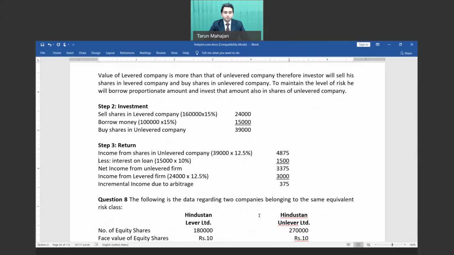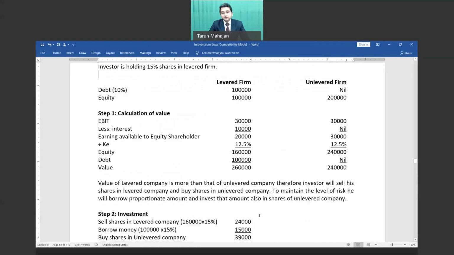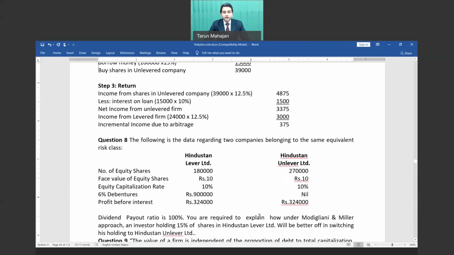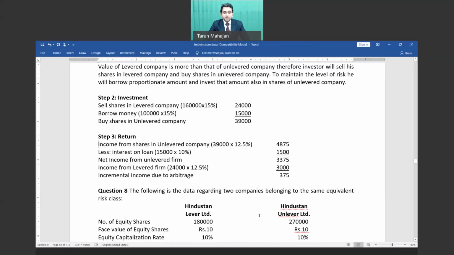Okay. Less interest on loan. So you borrowed 15,000 rupees and the rate of interest is 10%. See, the rate of interest is 10%. So yes, you are getting 4,875 rupees of income in the new company, but at the same time, you have a risk to pay interest. So you paid interest and your net income after switching over to the unlevered firm is 3,375.